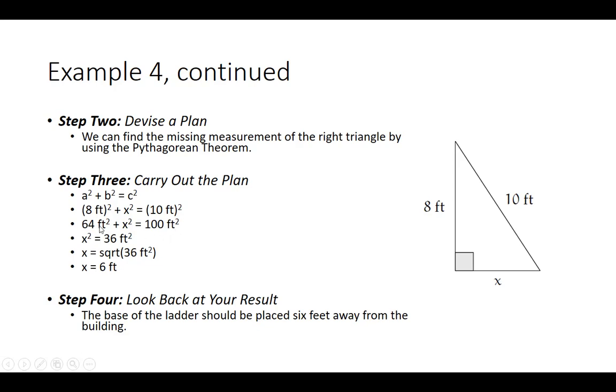Subtract 64 square feet from both sides to get x squared by itself. 100 minus 64 is 36. So we have 36 square feet. And then to just get x, we take the square root of both sides. The square root of 36 square feet would be 6 feet. So the base of the ladder should be placed 6 feet away from the building in order to reach the roof, which is 8 feet up.